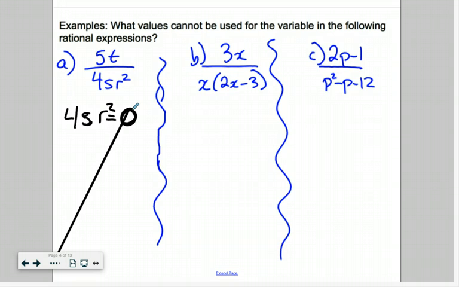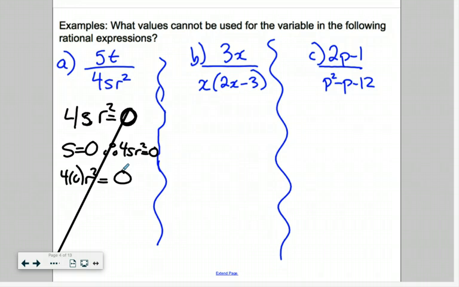If s were to equal 0, right? If s were to equal 0, therefore this whole expression would equal 0, right? Because you have 4 times 0 times r squared, and it doesn't matter. When you're multiplying by 0, the whole thing would end up being 0, okay? What about if r was equal to 0, right? Again, same thing. If r is going to equal 0, then the entire expression of 4 times whatever s is times 0 squared is just going to equal 0.